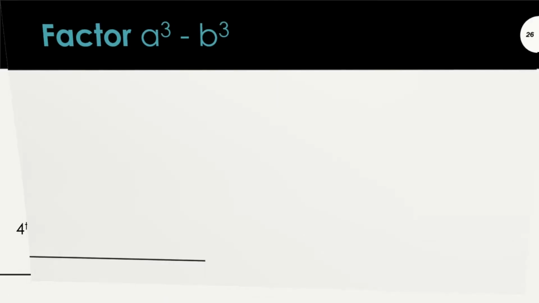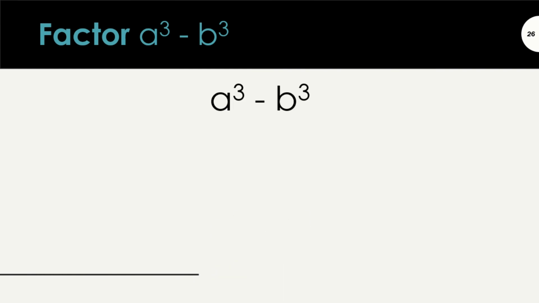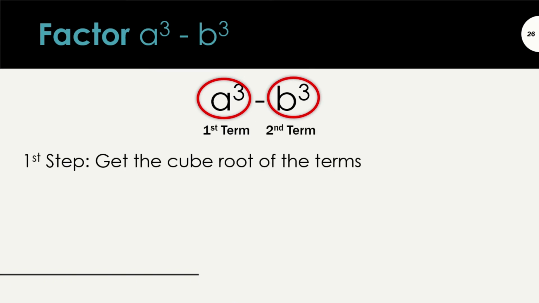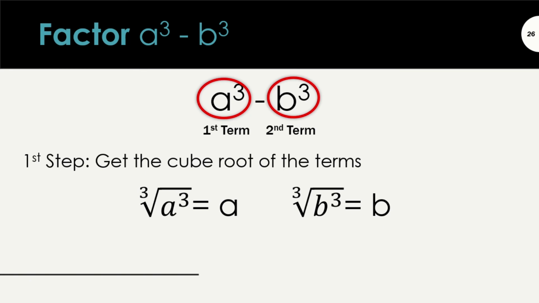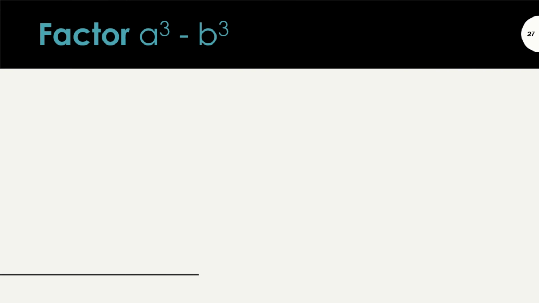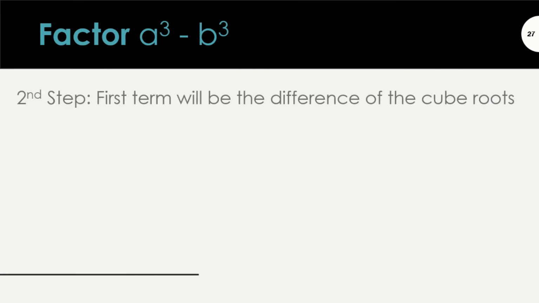For our example, let's say we will factor a cubed minus b cubed. So we have a cubed being the first term and b cubed being the second term. First step natin is get the cube root of the terms. Okay, so a cubed natin, pag cube root is a, then b cubed, pag cube root is b. Then for our second step, first factor will be the difference of the cube roots. So we have here a minus b being the first factor.